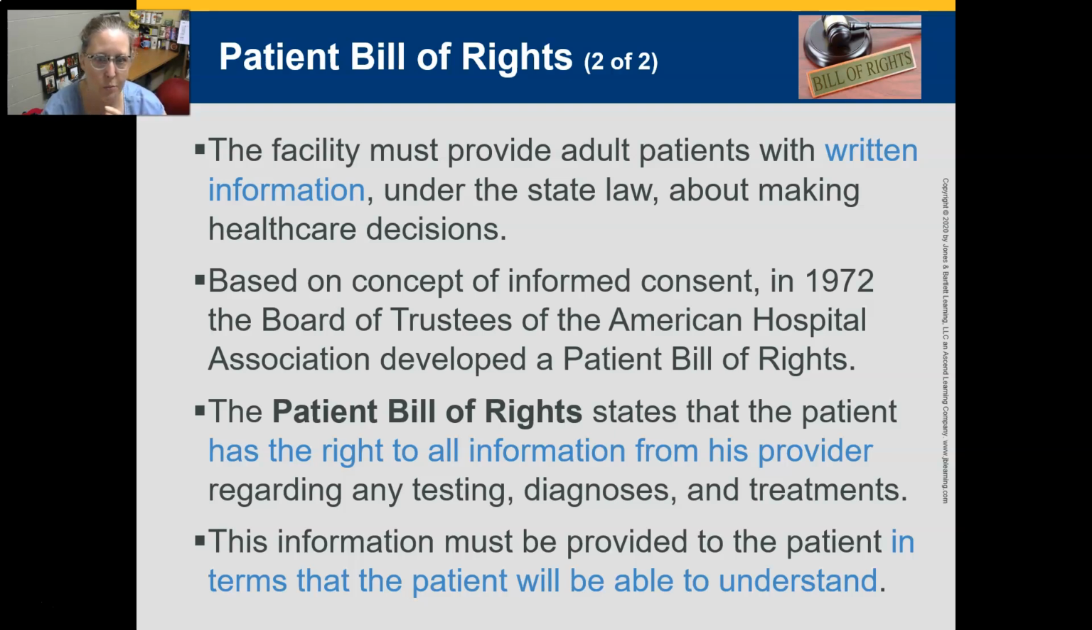In 1972, the Board of Trustees of the American Hospital Association developed this Patient Bill of Rights. It states that the patient has a right to all information from his provider regarding any testing, diagnosis, and treatments. This information must be provided to the patient in terms that the patient will be able to understand. And so this is very important to really provide true informed consent.